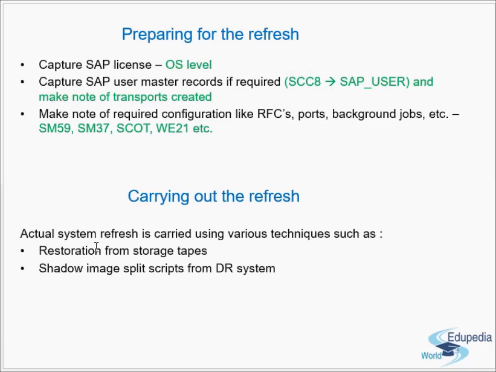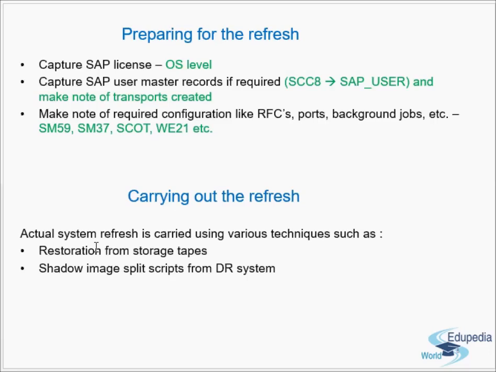What production ones you want, you will keep, the others you will disable. And what the mirror ones should have of their own will have to be enabled. So make a note of all the required configurations in SM59, SM37 for the jobs, SCOT for SMTP and mail, WE21 for the ports, WE20 for partner profiles, everything. Whatever you want, please make a note of it.